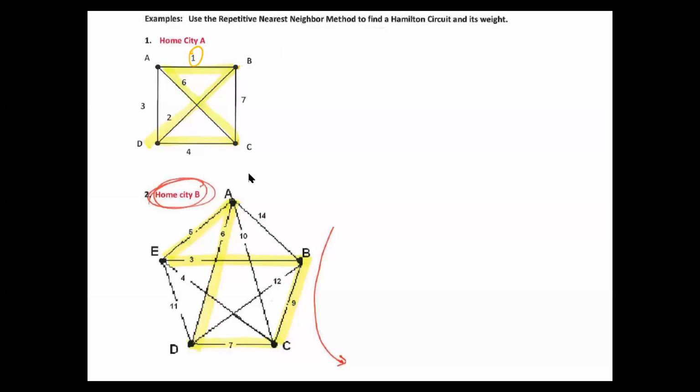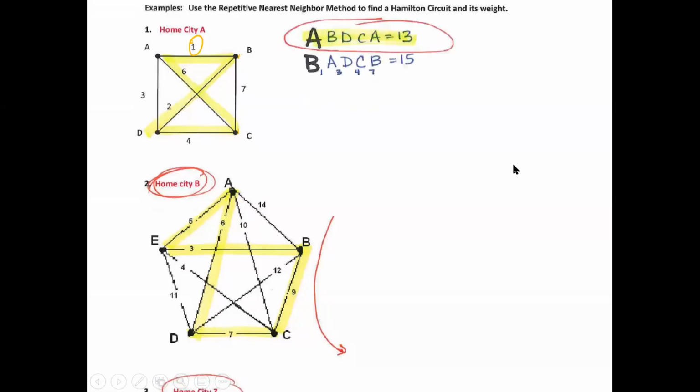Now let's do the same thing with B. From B, I can go to A, which is the shortest method. From A, I go to D, which is only a 3. From D, I'm going to go to C, which is 4. And from C, I'm sorry, I go back to B, which is 7.